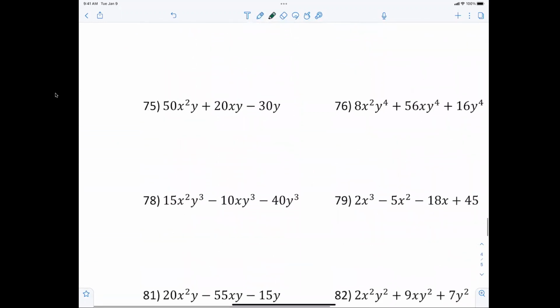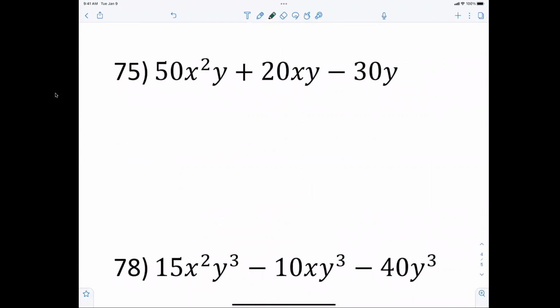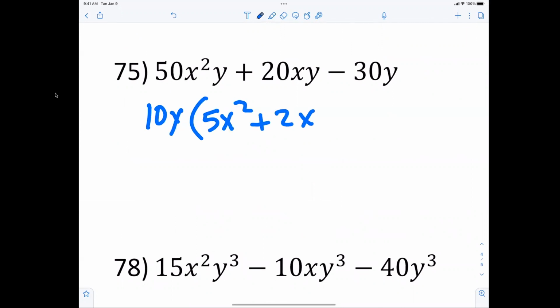Okay, let me help you with number 75. All right, someone tell me what's common with 75. So let's look at 50, 20, and 30. What's common? 10x plus 10y, and then 10y, no x. 5x, so then I have 5x squared plus 2x minus 3. Yes, there you have it.